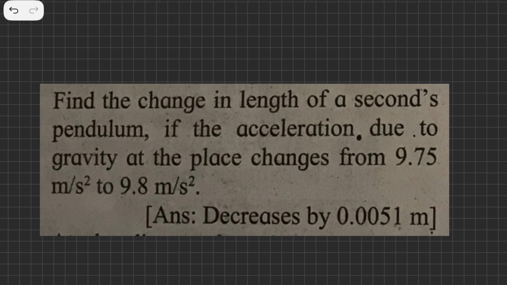So you can pause the video and go through the question. I'll just mark the important aspects of this. They are telling us to find the change in length in seconds pendulum if the acceleration due to gravity at a place changes from 9.75 to 9.8. So there is a change in acceleration due to gravity from 9.75 to 9.8.